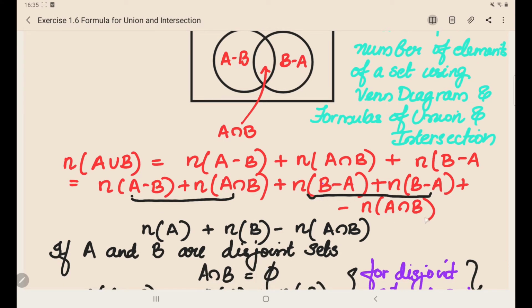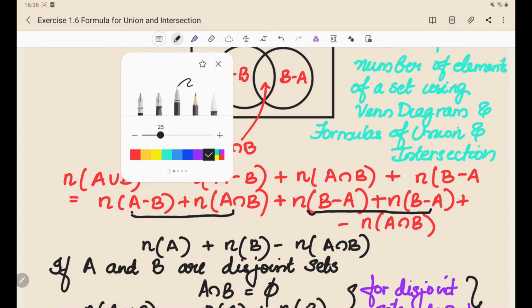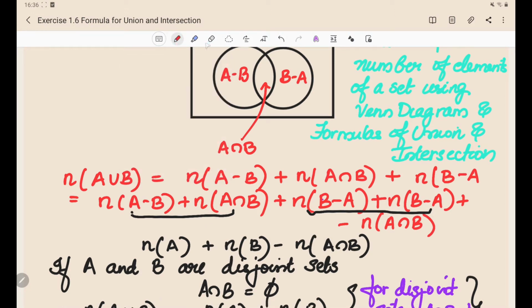You have seen here two elements which were not in the formula while adding. You didn't see that, right? Just for convenience, I have added a term, n of B minus A plus n of A intersection B. So I have written it wrong over there, I have to correct it. Here you have just added an A intersection B and also subtracted an A intersection B, right? Just to derive a formula, we have done that.